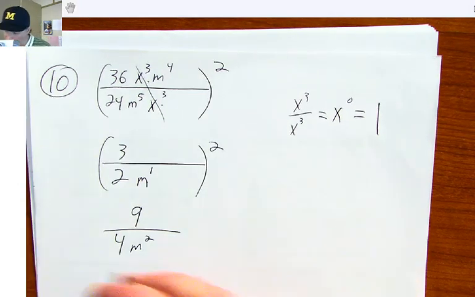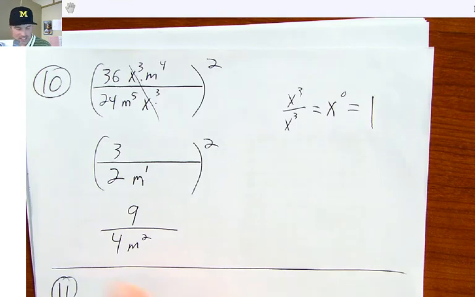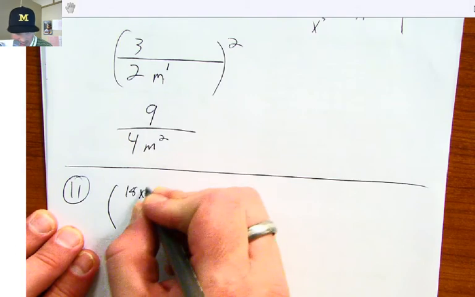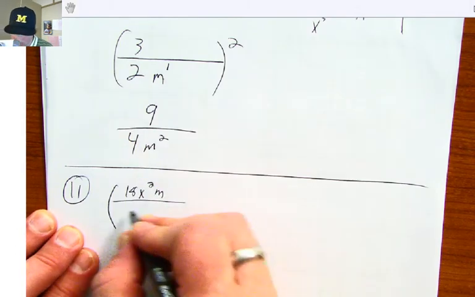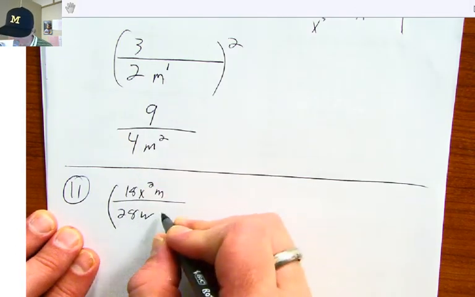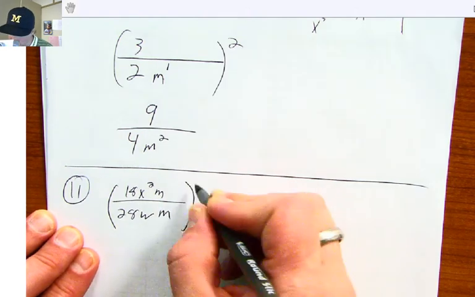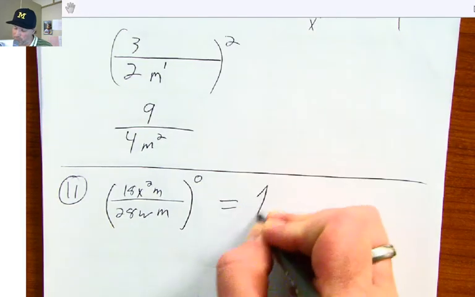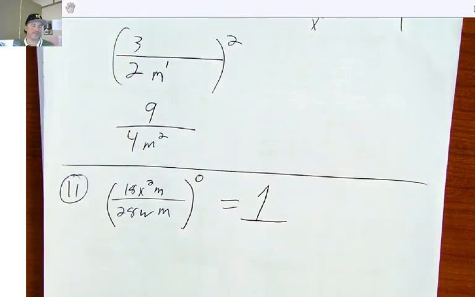All right, one more example, and then we are done. And this one's actually going to go really fast. 18x squared m all over 28wm. All of this is being raised to the zero power. What's anything to the zero power? Anything to the zero power. It's always equal to 1. So this answer is 1 and we're done.